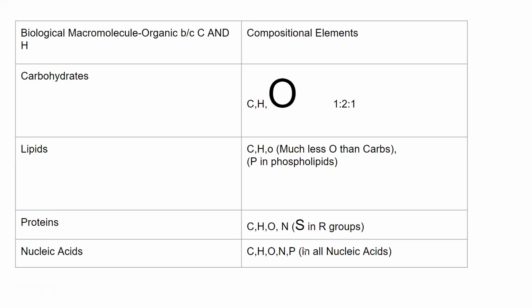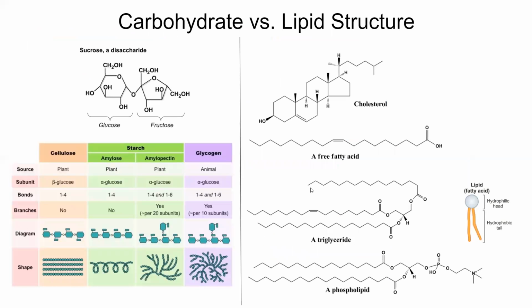And then nucleic acids, which we're going to hit a whole lot more later in the year, especially as we get into how to make them. But they have C-O-H-N and phosphorus. Every nucleic acid has phosphorus. So this is the elemental makeup. Now let's talk about the structure.